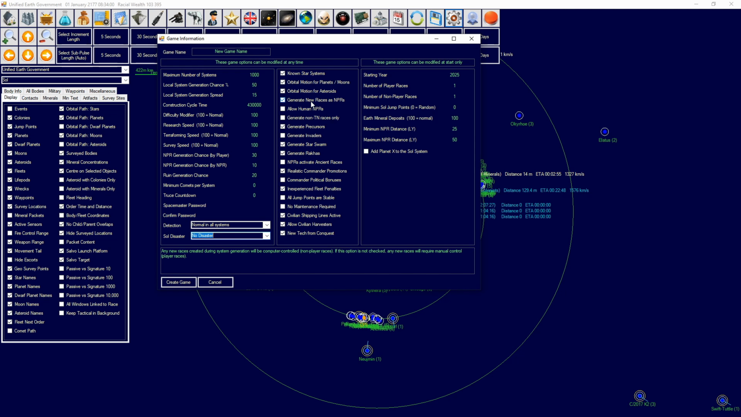Generate new races as MPRs. During system generation, this basically just means that the new races will be MPRs. You can turn this off so that you can generate them as player races. Allow human MPRs. This will allow MPRs to spawn with a human species, which will have the same tolerances and all that good stuff of normal humans.